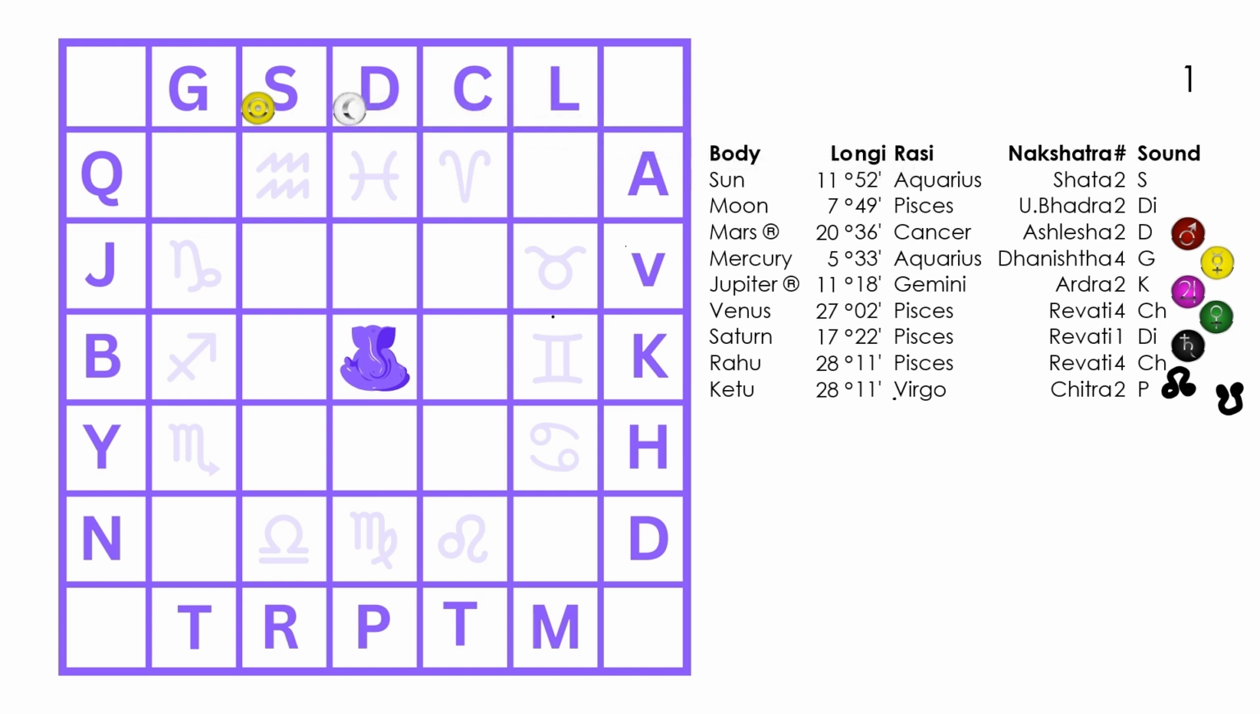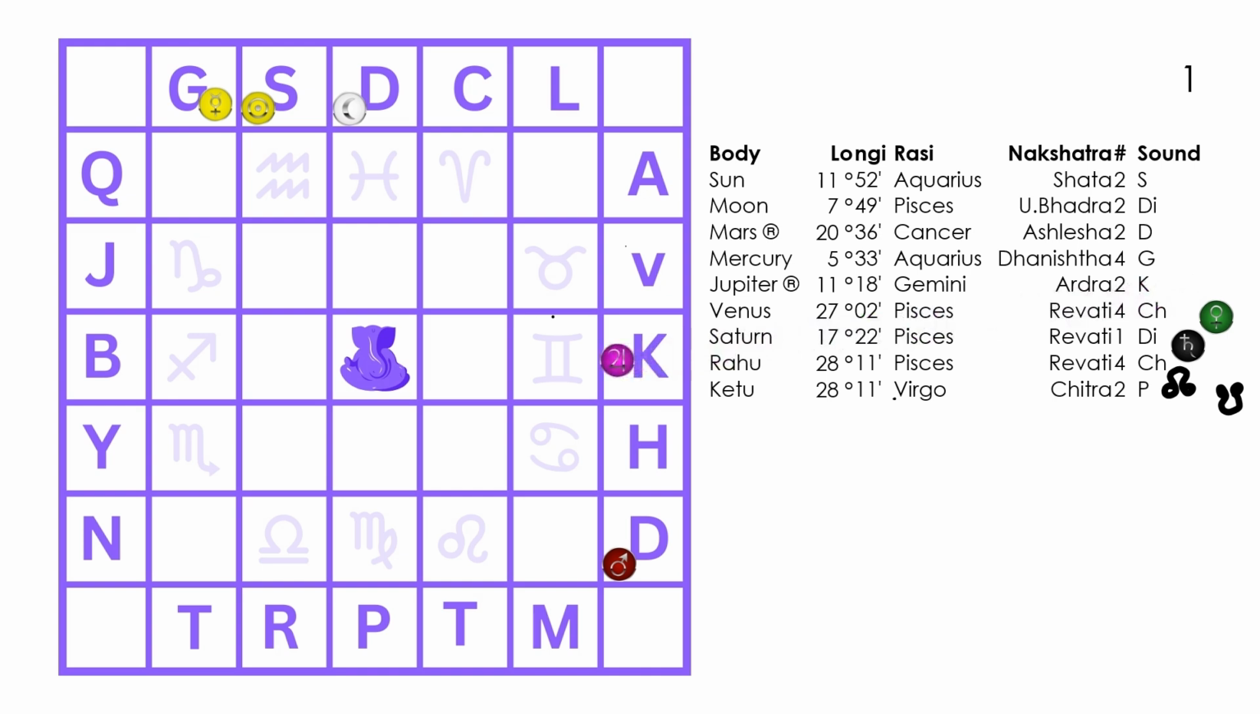Then Mars is at 20 degrees 36 minutes in Cancer, and Mars is retrograde, and it's in Ashlesha second pada, and it's in Da sound, Da of dog. Mercury is at 5 degrees 33 minutes in Aquarius, that is Dhanishta Nakshatra fourth pada, and in that you have the Ga sound, and that's where you have our Mercury, and it's in fast speed. And the next one is Jupiter, at 11 degrees 18 minutes in Gemini, which is Ardra Nakshatra second pada, and you have Ka sound over here.